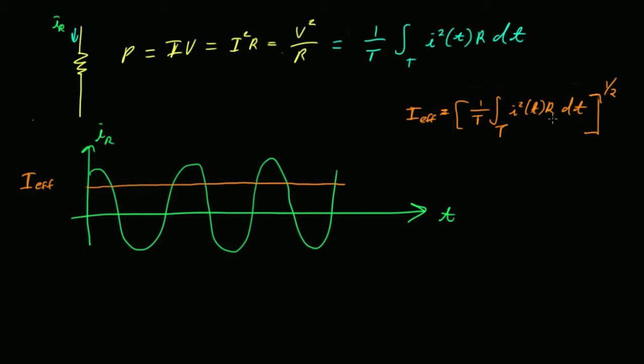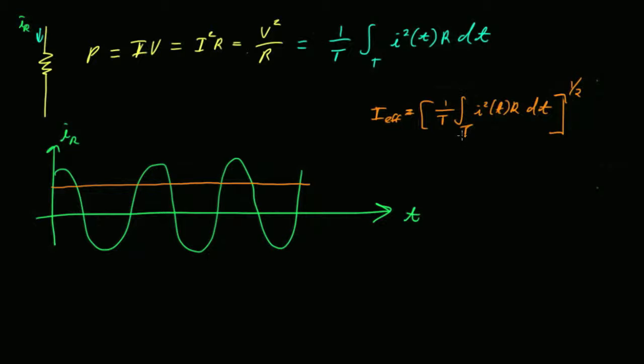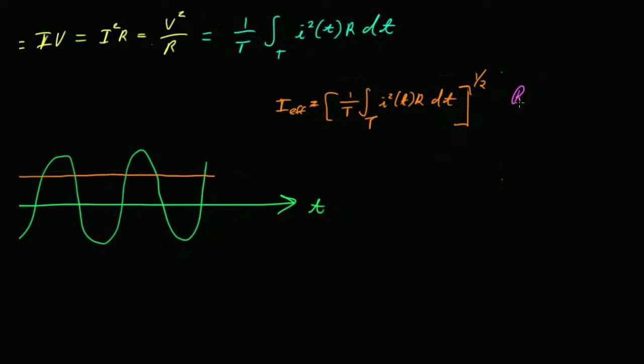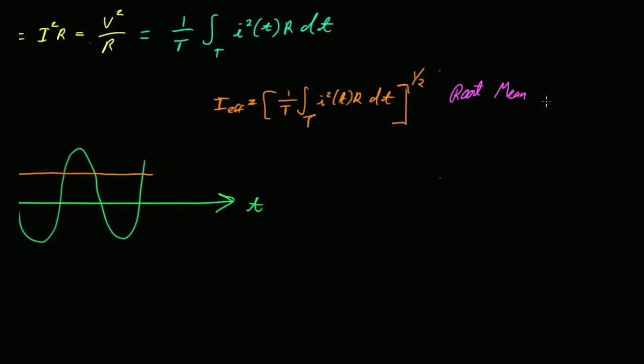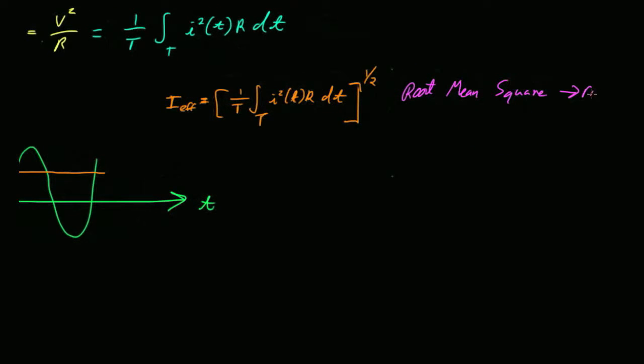Okay? So look at what you're doing here. You're taking the square root of the average of the square. So it's the root of the mean of the square, and that's why we call it RMS.